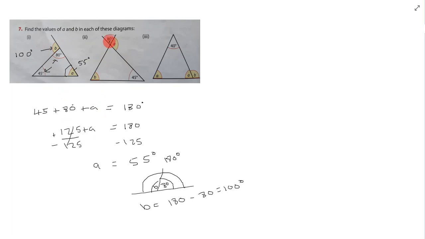If we have a look at question 2, remember we have what are known as corresponding angles. So if this is 80 here, then this angle here has to be 80 as well, because these are corresponding angles.